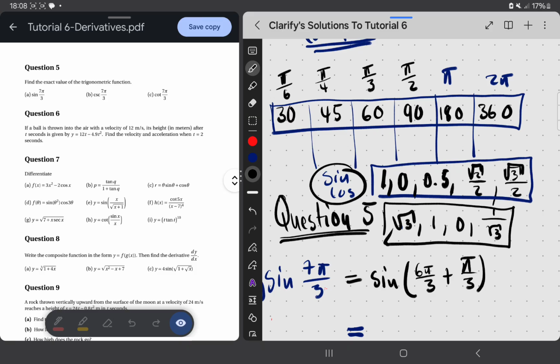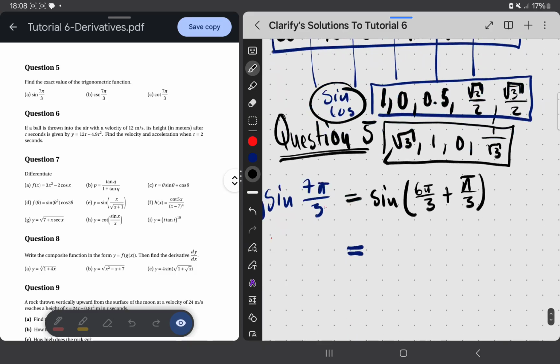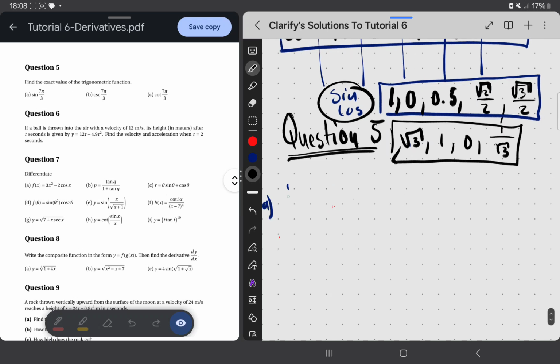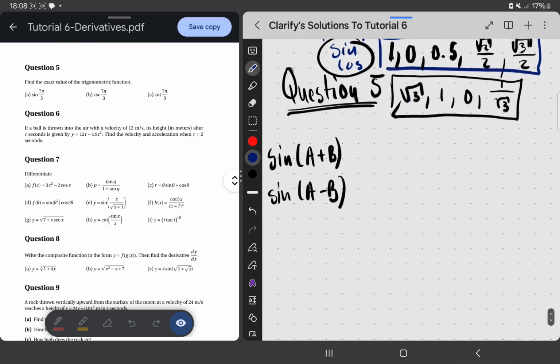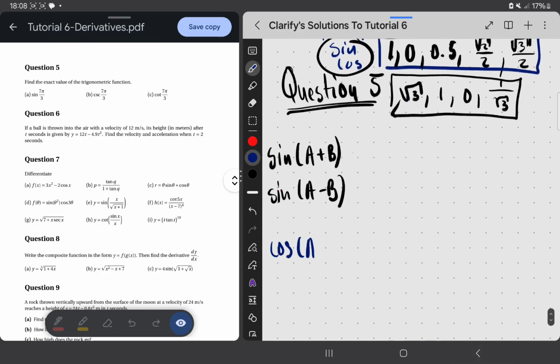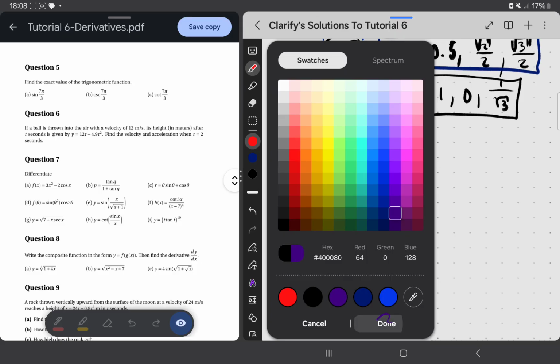So you'll be testing them against the answer your calculator is giving you to see which one it is. Now here we saw how you split, but let's put the things you're going to need to know when you split. You should know sine of A plus B and sine of A minus B, and you should also know cos of A plus B and cos of A minus B. We've talked about this last semester, I'm sure.